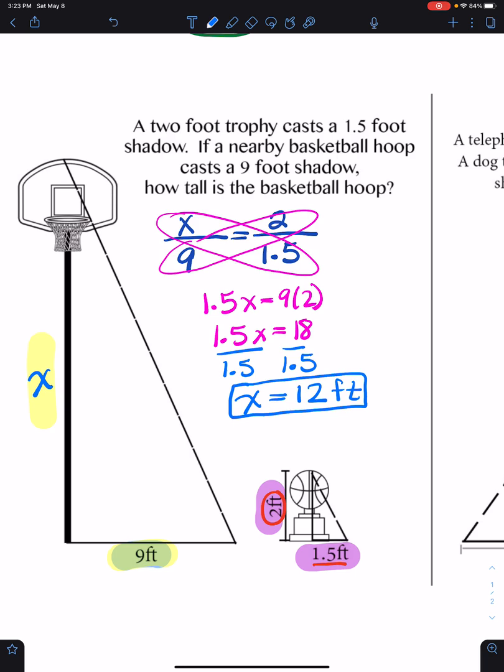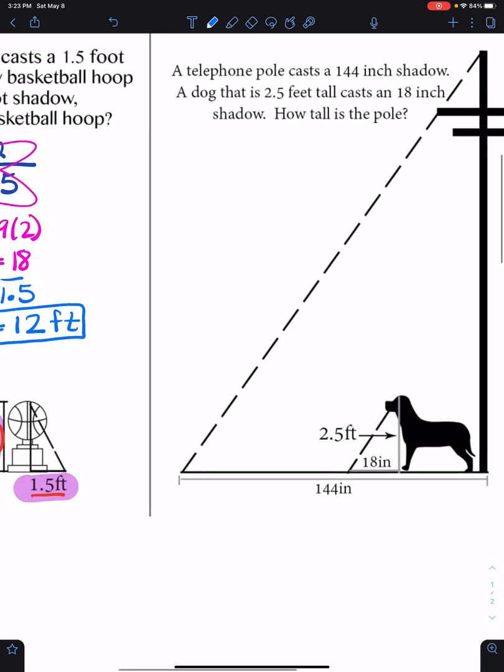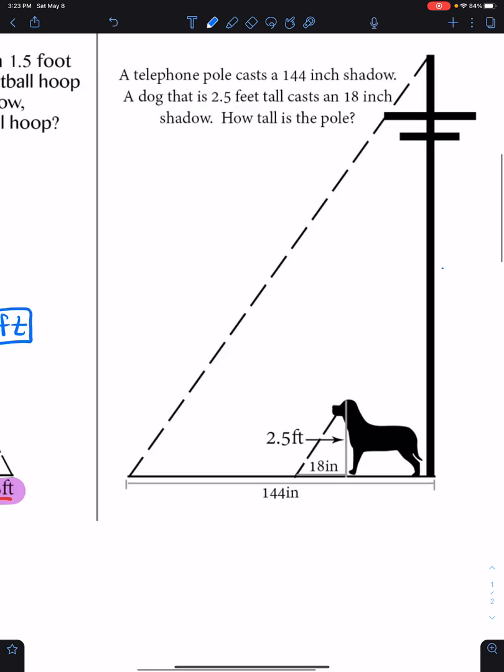Alrighty, let's try the next example. In the next example, we have a telephone pole, and we don't know that height, but we do know the telephone pole is casting a shadow of 144 inches. And then there's a dog nearby casting an 18-inch shadow, and the dog is 2.5 feet tall. So before I fill in my proportion where I'm going to do height over shadow equals height over shadow, I want to note that the dog's height is given in feet. That's kind of a little bit tricky, huh? So let's change that 2.5 feet to inches. I can do that by multiplying by 12 to find that the dog is 30 inches tall.